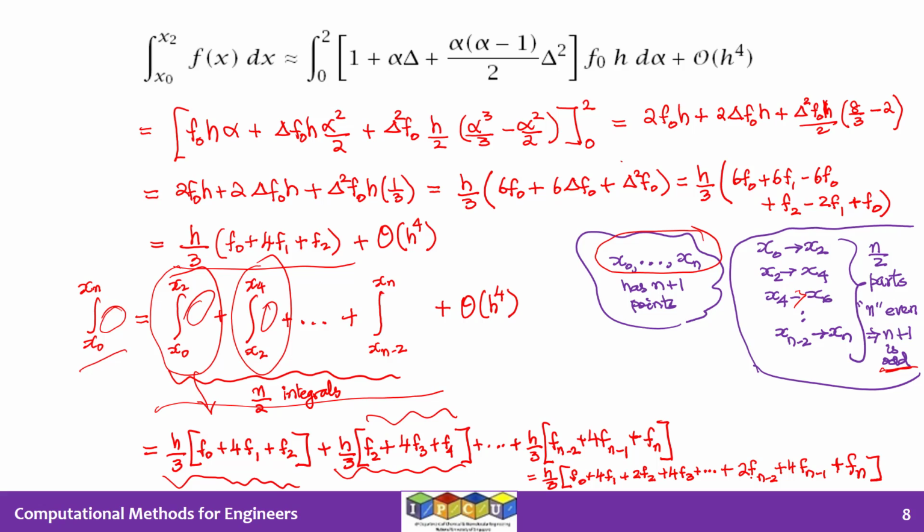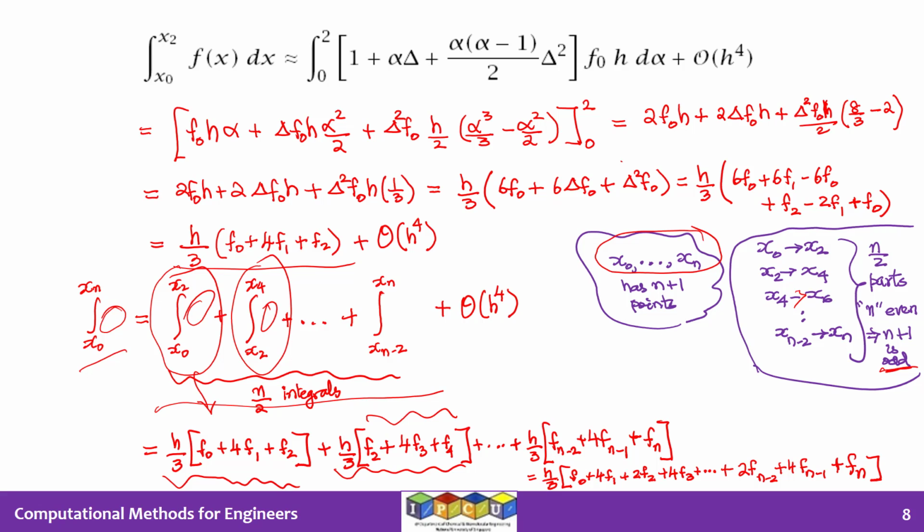And the last 3 terms will be plus 2f(n minus 2) plus 4f(n minus 1) plus fn. So you can see a few things here. One is the common term is h by 3. So this is still Simpson's one-third rule. It is valid whenever we have an odd number of samples or data points. We can readily apply the Simpson's rule.